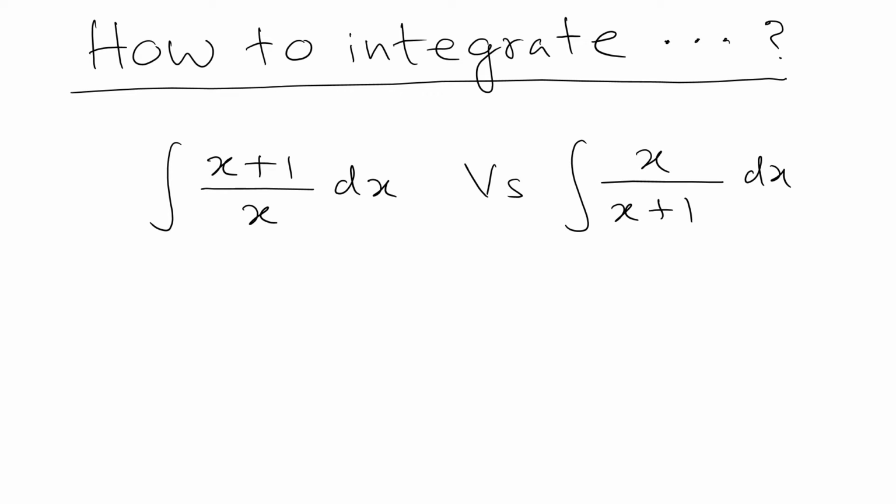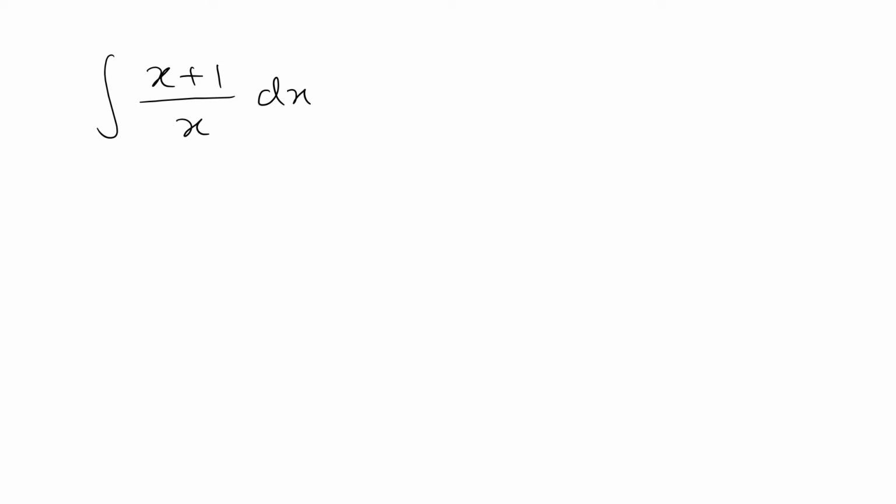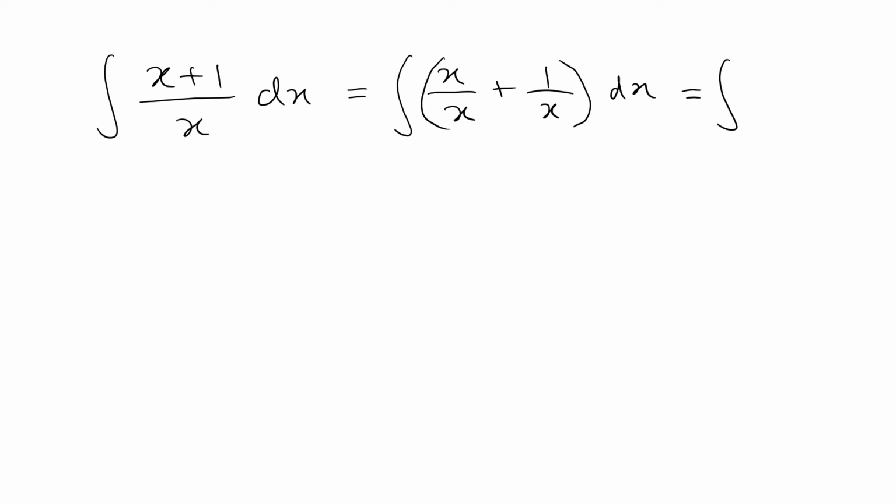For the first one, we have the integral of x plus 1 over x dx. The idea is we can split this into two terms. If we divide by x, we can write this as x over x plus 1 over x. We put parentheses around because there are two terms here. And then you can see that this is simply the integral of 1 plus 1 over x. And we know how to do both of them.